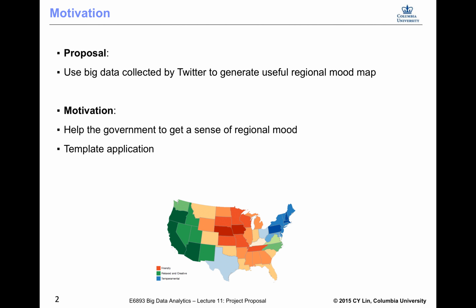The motivation is that I want to use big data collected by Twitter to generate some useful regional mood maps, and help the government get a sense of the regional mood. For example, in the California region, people may feel more creative and more relaxed, and in New York, Manhattan region, people who are working may feel more stressful. It can also be a template application used for security regional map drawing.